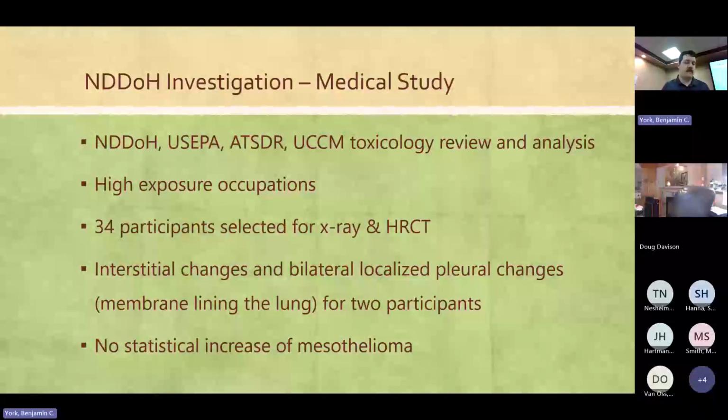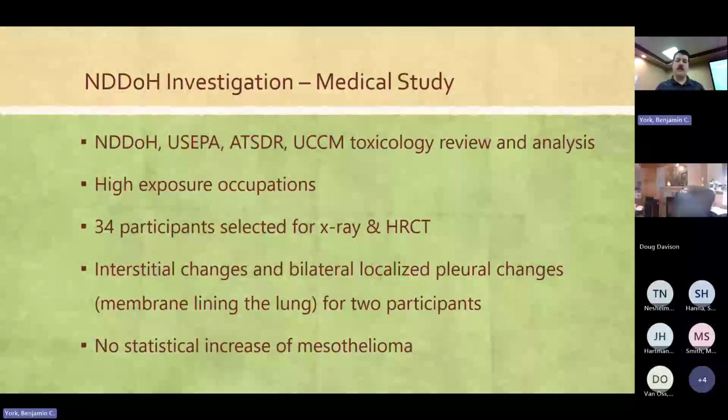So then going into the results of it, in 2 participants, so 2 out of the 34, you could see that there were changes basically to that membrane within the lung. But when they did a statistical analysis of the cancer rates in the region, there wasn't an increase. So you have these 2 individuals that you do see changes, but on a population level, there doesn't seem to be an increase. So again, it raises the question, well, is our Erionite just not toxic, or has it just not been enough time? There's still a lot of questions there, which I'll get into in a later slide.